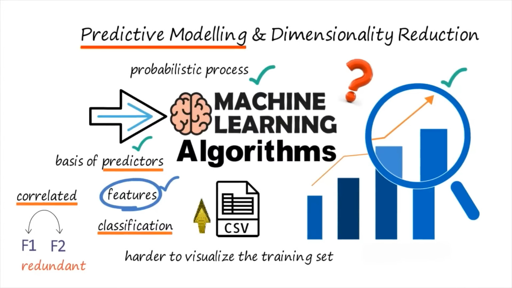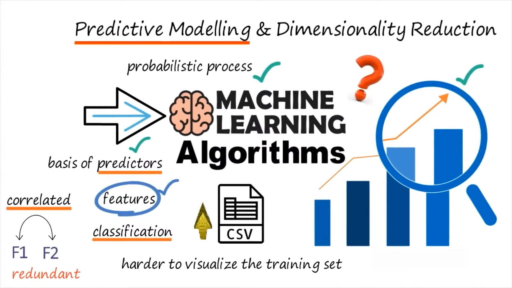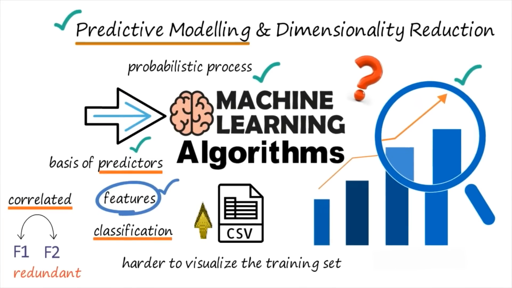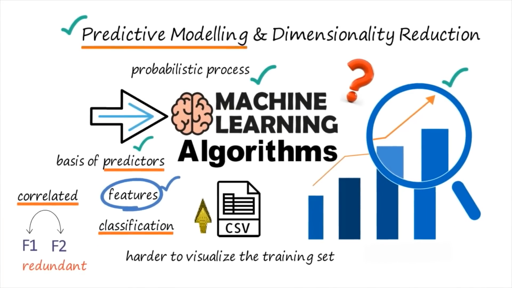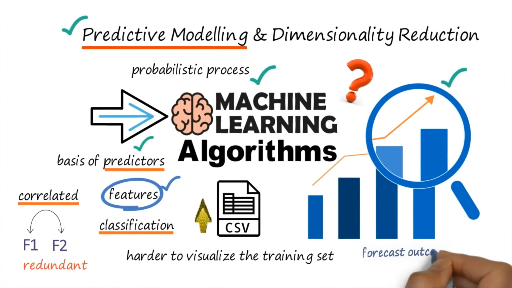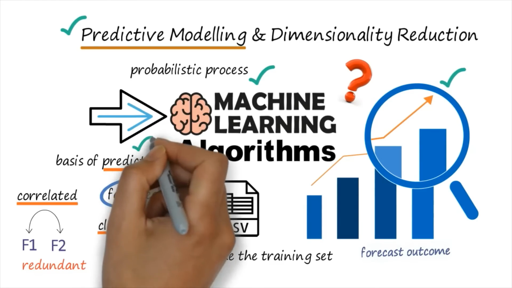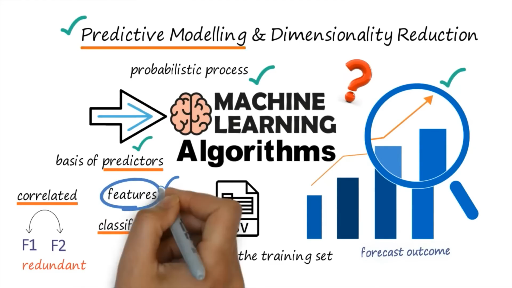So what we are discussing today? We are discussing predictive modeling. Predictive modeling means it's a model that can forecast outcomes. How will this forecasting come into the picture? This forecasting will be performed on the basis of some predictor parameters, which are also known as features.